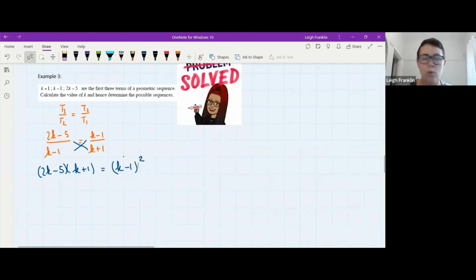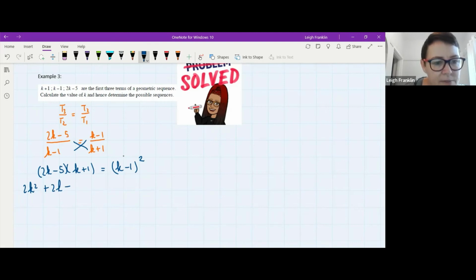Now we are doing grade 10, grade 11 maths, where we need to multiply out our brackets. On the left, we're doing FOIL. On the right, we're squaring a binomial. So on the left, we're going to end up with 2K squared plus 2K, I'm just going to do it the long way, minus 5K minus 5. On the right-hand side, we're going to square the binomial. So we square the first term, multiply the terms together and double it. That's one of the biggest mistakes that we make when we're squaring a binomial: forget about the middle term. Then we need to square the last term like that.